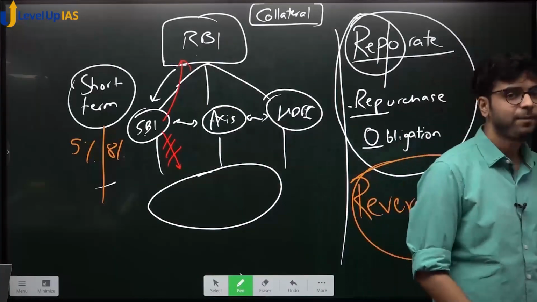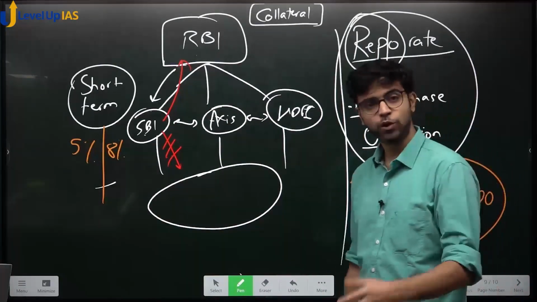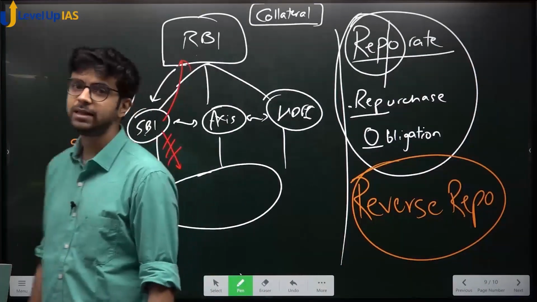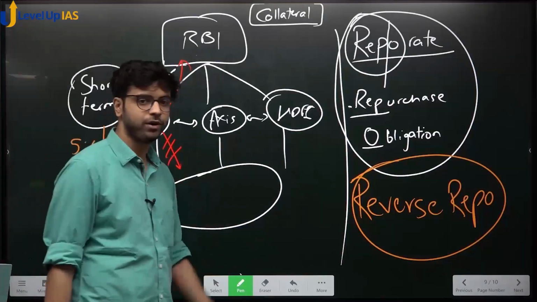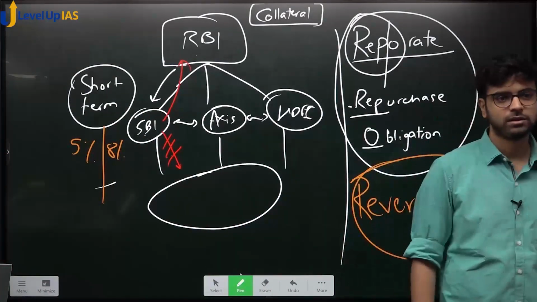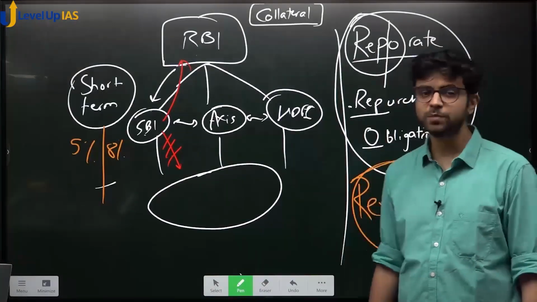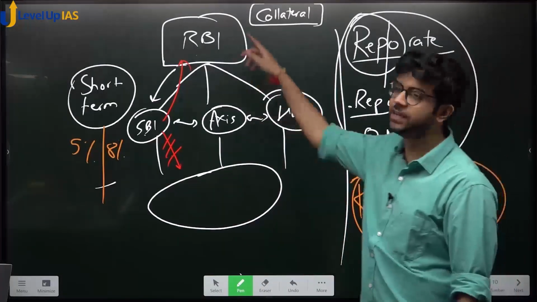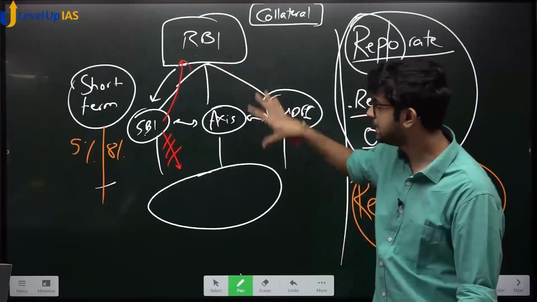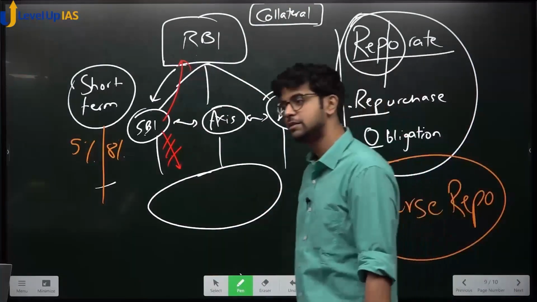Chalo. If RBI wants to reduce money supply in the economy, what would it do with the reverse repo rate? It would increase the reverse repo rate, making it more attractive for banks to keep money with RBI rather than here. ठीक है?